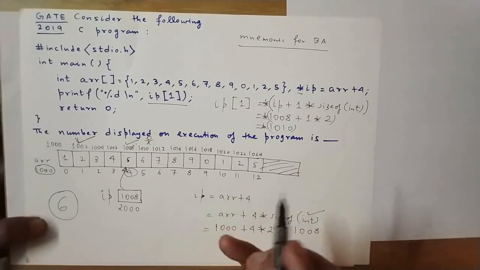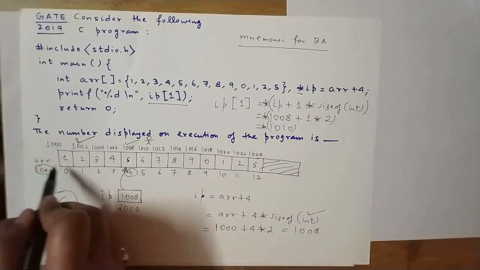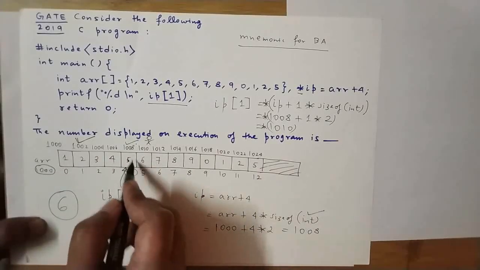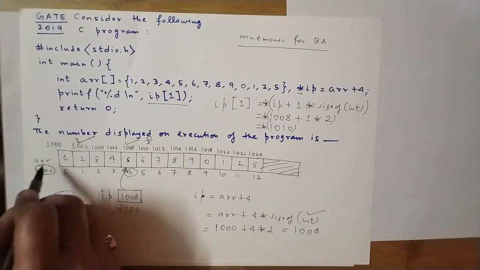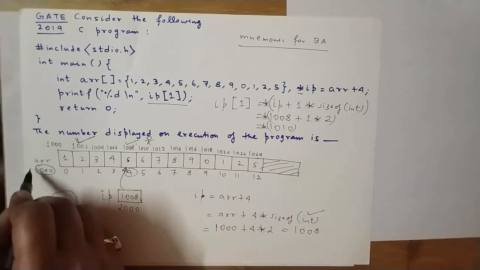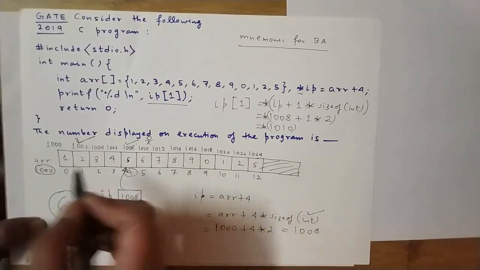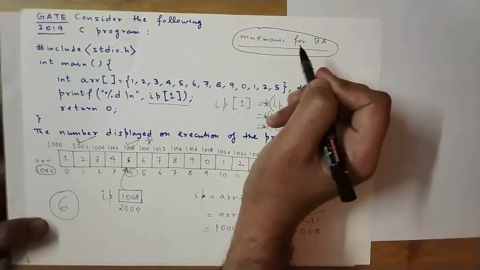You might be asking me, can I make this arr variable, which is a constant pointer, point to this? Can I start from this location? I cannot. Why? Because I cannot change the value of the name of the array. The name of the array doesn't hold any value as such. It's simply a mnemonic for base address. Remember, it is a mnemonic for base address.